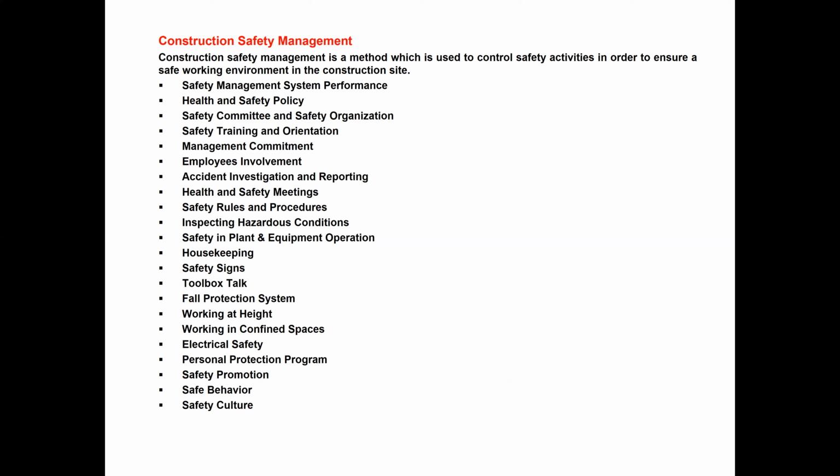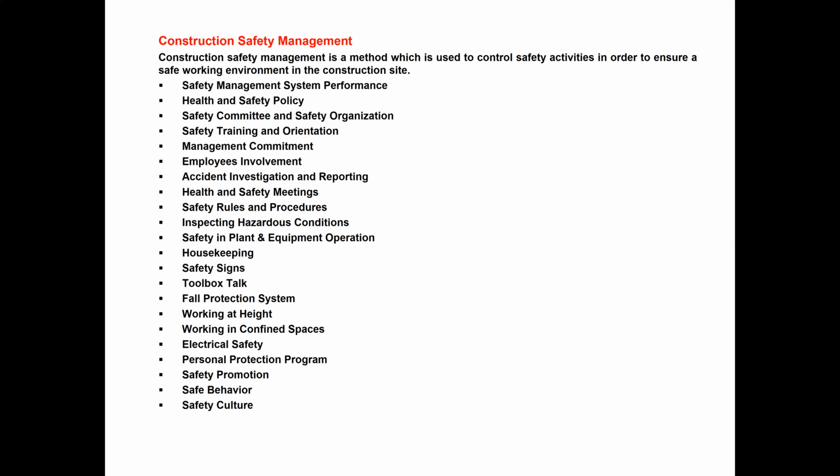Personal protection program. Lastly, we can implement a personal protection program, which we will discuss later in detail. But people should wear a safety helmet, safety gloves, safety shoes, safety vest, and safety glasses. So these kinds of things, at least we provide them the safety harness. So the worker should use personal protective equipment.